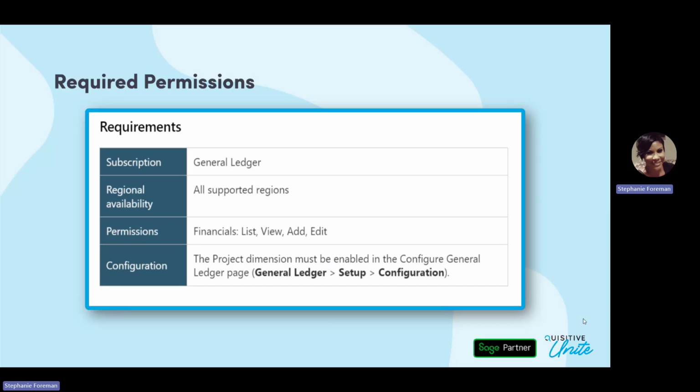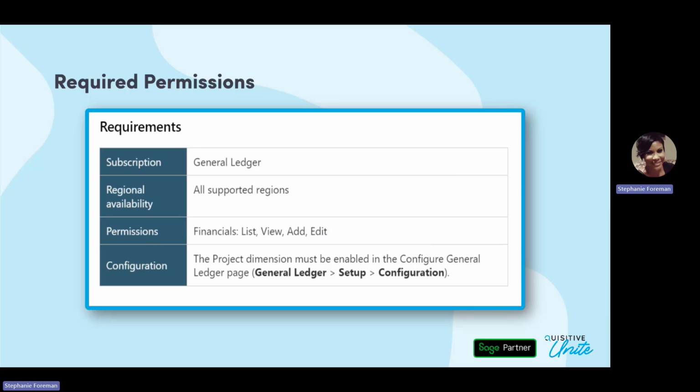In order to use the permissions and the filtering, make sure that you're subscribed to General Ledger. If you have region availability, all supported regions, your permissions need to be set to Financials, List, View, Add, and Edit. The project dimension must also be enabled in your configuration of the General Ledger, and you can navigate there by using General Ledger, Setup, and Configurations.